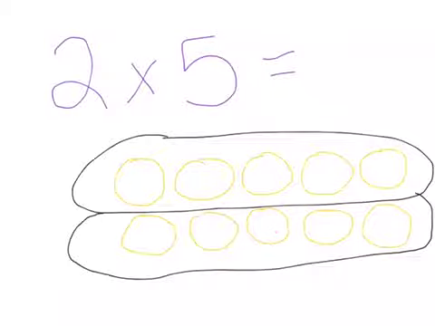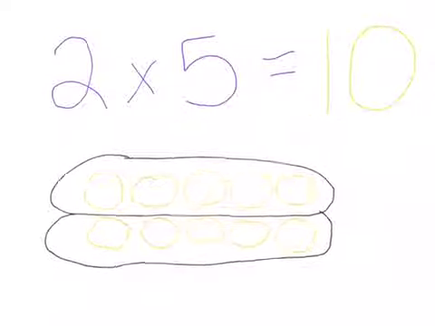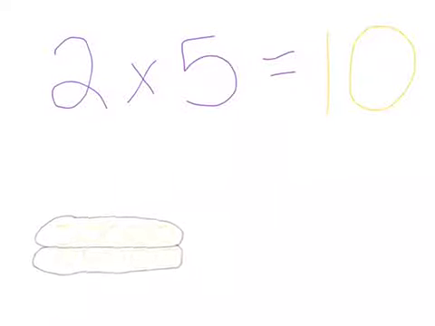Now what's the product of this? How many total circles do I have? If we count them, 1, 2, 3, 4, 5, 6, 7, 8, 9, 10, we find that we have 10 as our answer. 10 is our product. So this is how we would represent 2 groups of 5, or 2 times 5 equals 10, with a picture. Now I'm going to make that a little bit smaller.